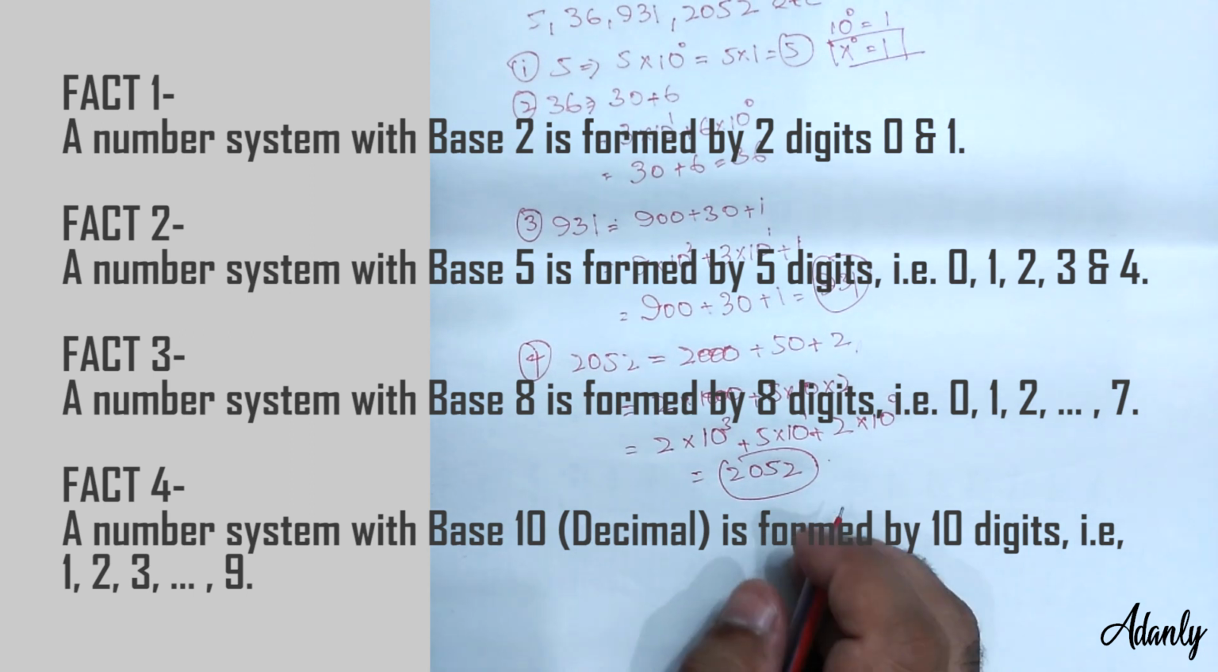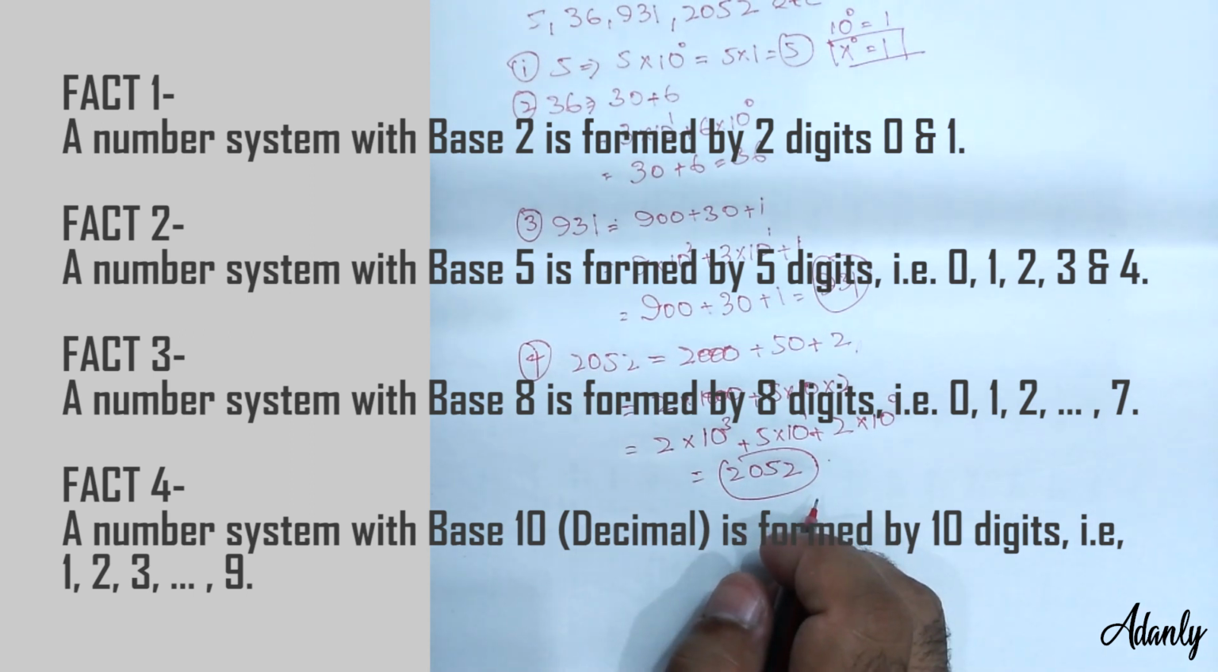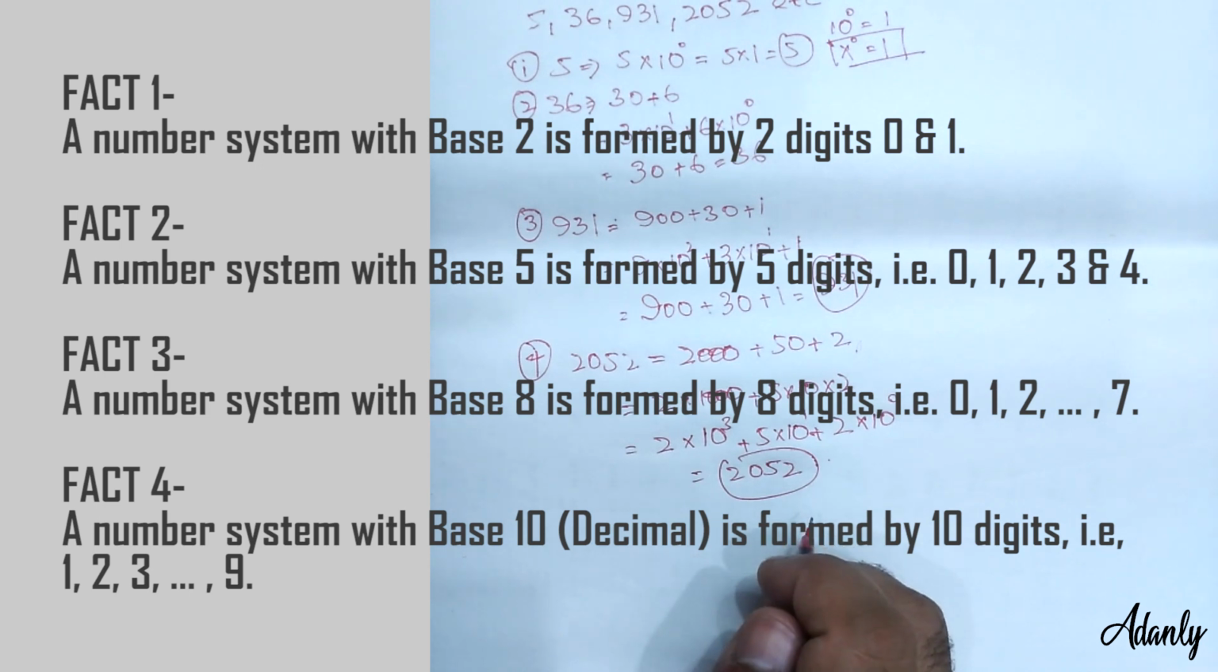The fact number 1 is a number system with base 2 is formed by 2 digits, 0 and 1. Another fact is a number system with base 5 is formed by 5 digits that are 0, 1, 2, 3, and 4. The third fact is a number system with base 8 is formed by 8 digits that are 0, 1, 2, 3, 4, 5, 6, and 7. And the last fact is a number system with base 10, we can also call it a decimal, is formed by 10 digits that are 0, 1, 2, 3, 4, 5, 6, 7, 8, and 9.